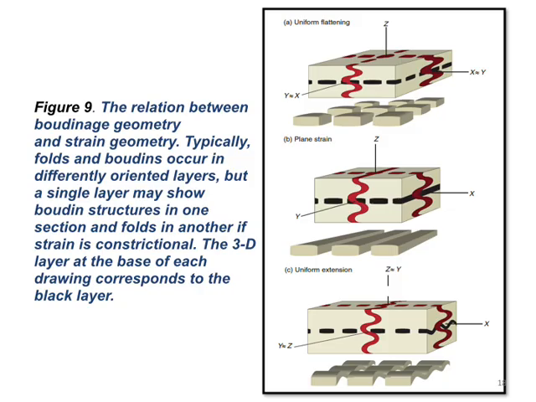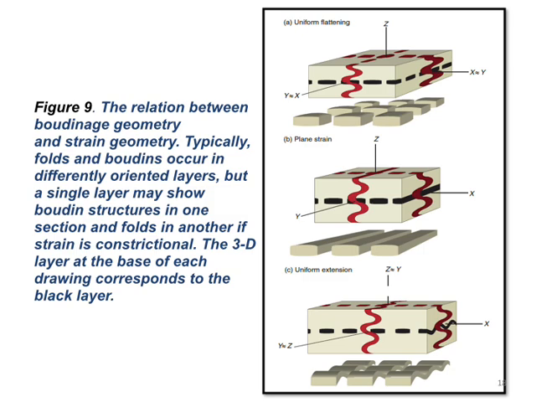So in this slide, the figure illustrates how boudinage geometry is related to the strain geometry. That is a fundamental concept in structural geology. It shows how a single competent layer behaves under different types of strain, that is uniform flattening, plane strain, and uniform extension. Each strain type produces different deformation features, including Boudins, that is fragmented layers, or folds, wave-like undulation. Now let's examine each case in detail.